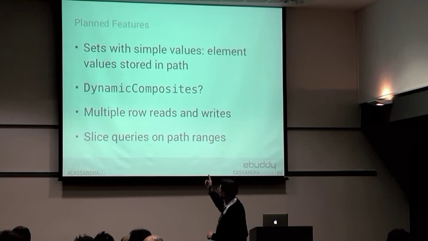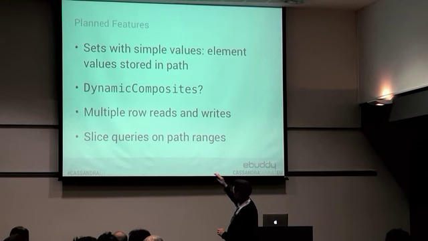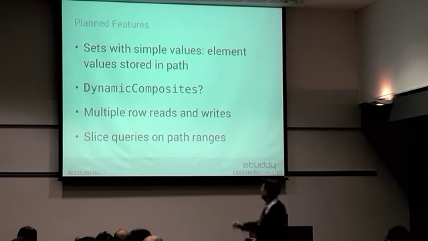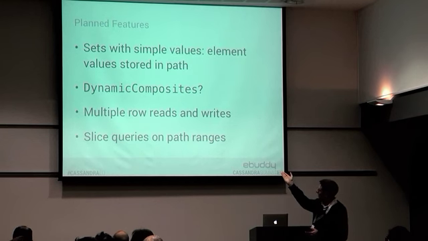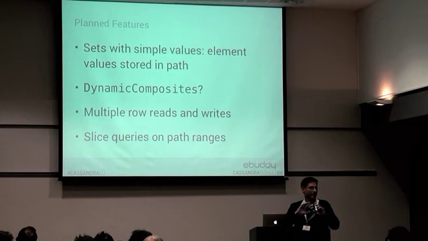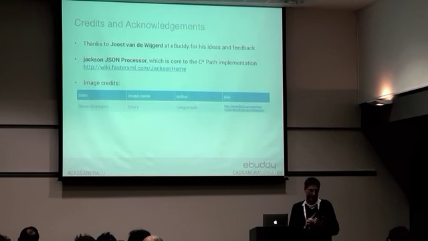Dynamic composites is a possibility. Also, the API, I believe, should support multiple rows, like a multi-get, and multiple row reads and writes, and slice queries on path ranges, so not just a single path, but a range of paths. The API can also support that.